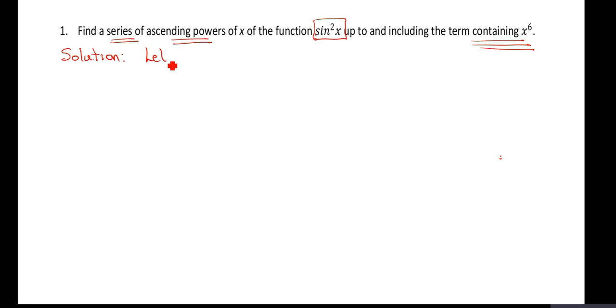I am going to let f of x equal sine squared of x. So if f of x is sine squared of x, according to the Maclaurin series, I need to find the function at 0. And working that out, sine squared of 0 gives me 0. Now I need to find my derivatives, the first derivative.